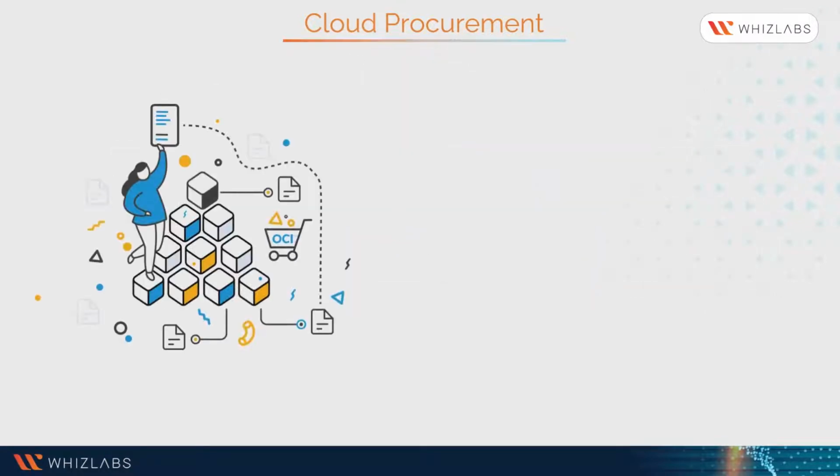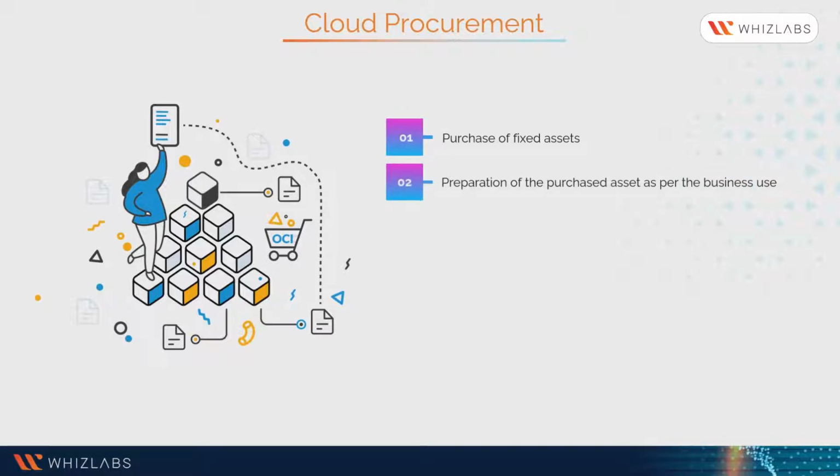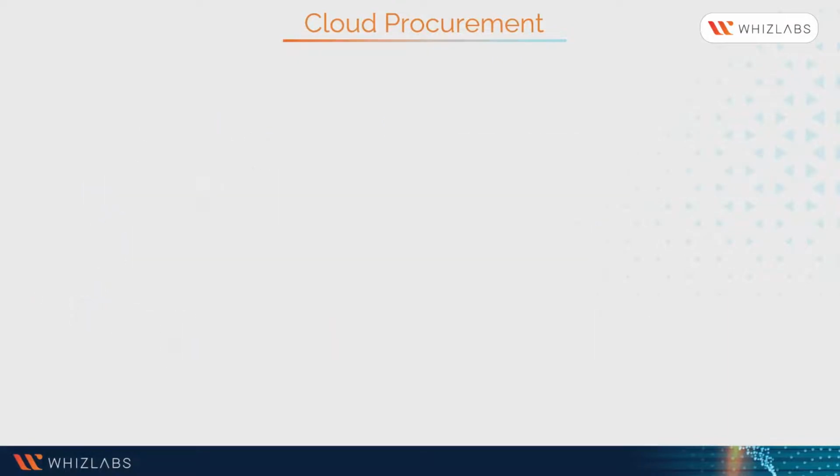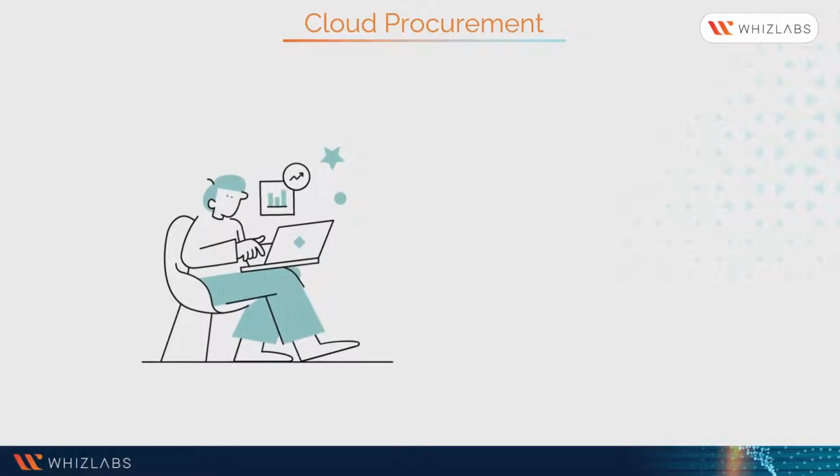CapEx consists of the following processes: purchase of fixed assets, preparation of the purchased asset as per the business use, fixing of asset problems, upgradation of the asset, adapting a machine to a different use. Now that you have understood a bit about capital expenditure, let us see the workflow for the same.